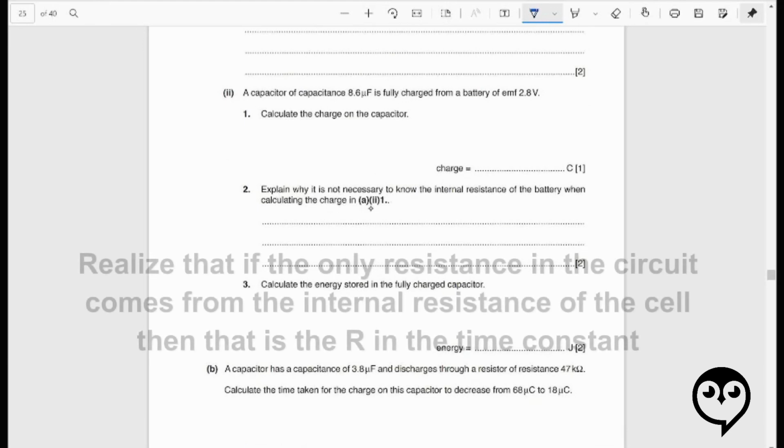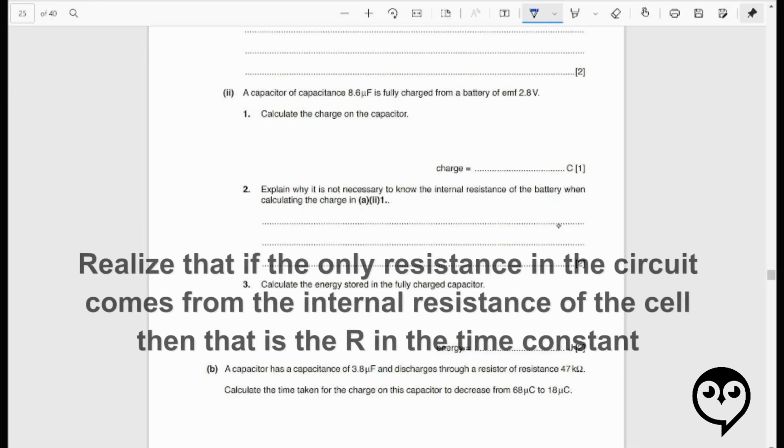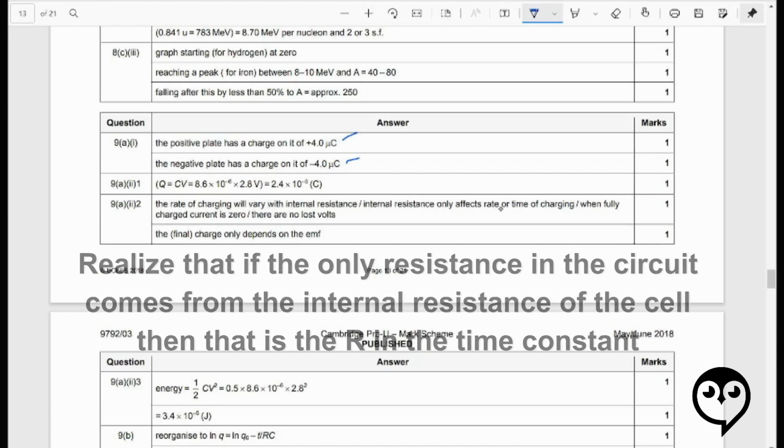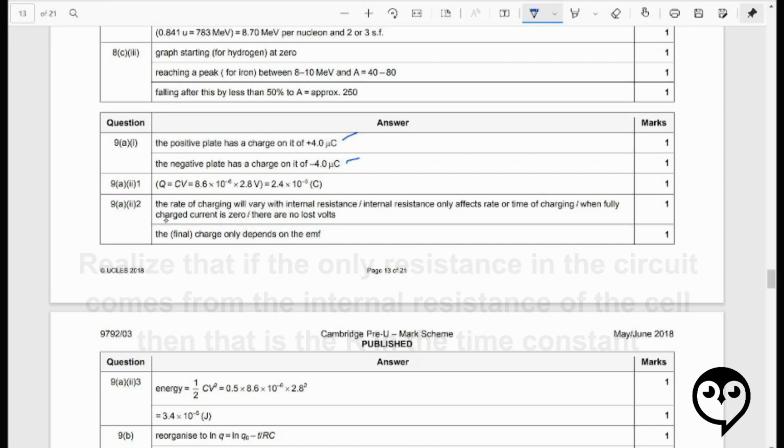Well, because the internal resistance is going to affect what the current is going to be, won't it? What do they say here? The rate of charging will vary with internal resistance. Internal resistance only affects the rate or time of charging. When fully charged, the current is 0. There will be no lost volts. So it just affects the time.